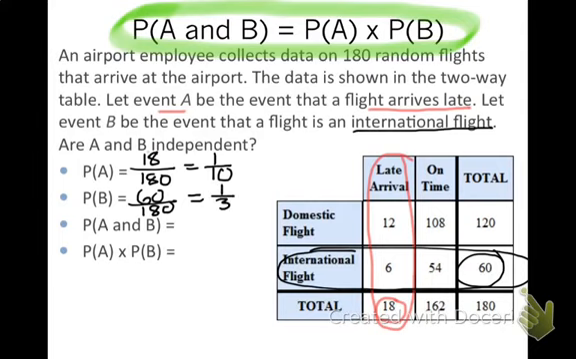All right. Now, the probability of A and B is very easy when you have a chart. All you do is you look at their overlap. So you can see that they overlap at 6. 6 of the late arrival flights are international. So that's 6 out of 180, which is 1 out of 30.